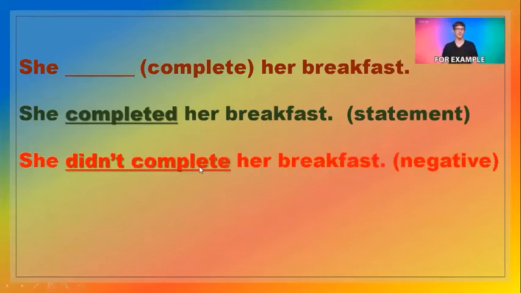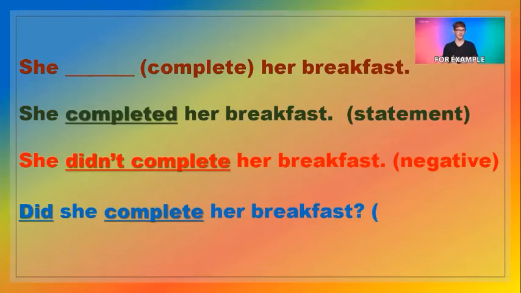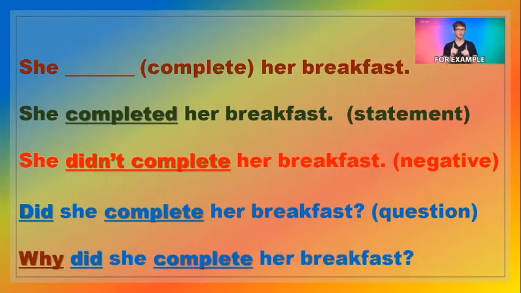Look at the verb here. We put the base verb after didn't. She didn't complete her breakfast. Let's see the yes-no question. Did she complete her breakfast? What about WH? Why did she complete her breakfast? Or when did she complete her breakfast? Or where? As you want. So guys, this is the form of simple past.